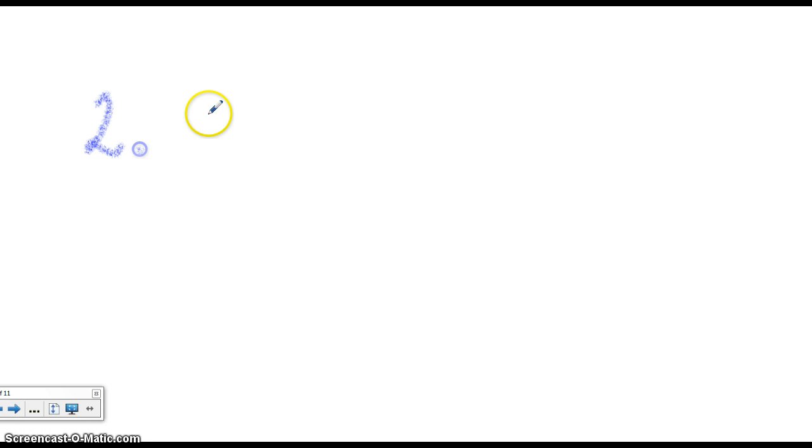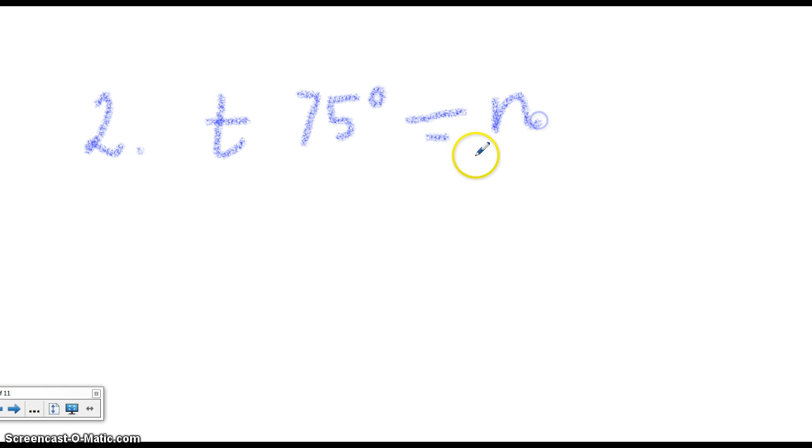Now we're going to use a different ratio. We're going to use the tangent. I'm going to shorten it to t of 75 degrees. And we're going to figure out what the length of the opposite side is. And that 80 represents the adjacent side.